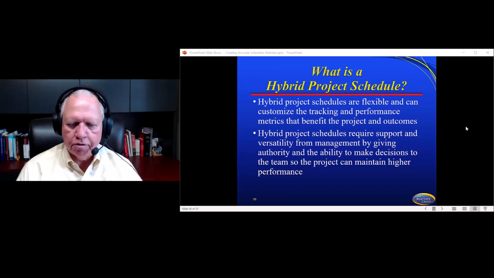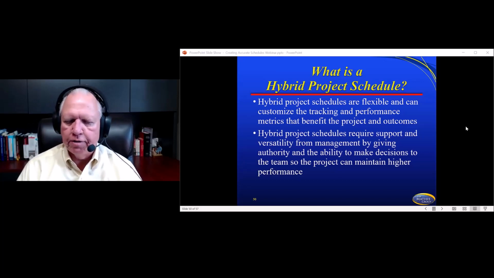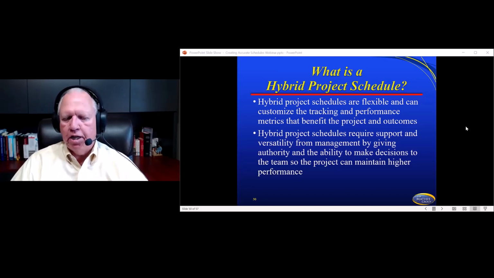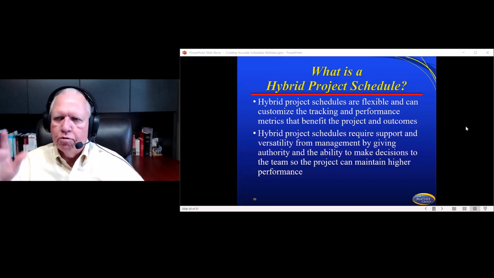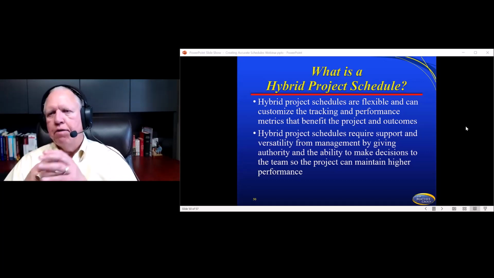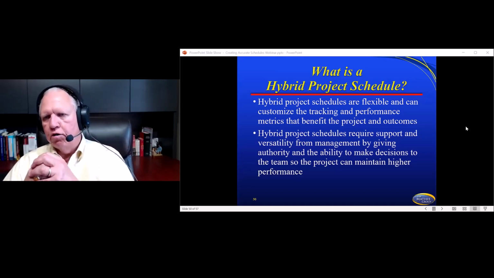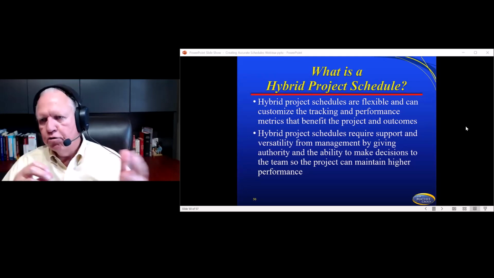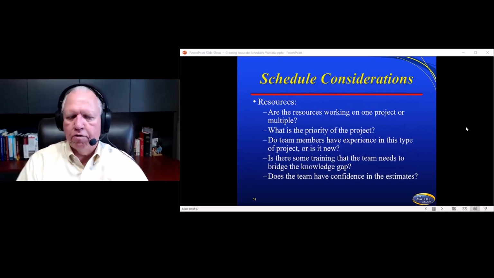Hybrid project schedules require support and versatility from management, by giving authority and the ability to make decisions to the team so the project can maintain high performance. One of the reasons why you're doing agile, one of the reasons why you're doing hybrid, is you want high performance. So you can't have everything revolving around command and control unless management's willing to be in those meetings so that command and control is close to the action. You've got to have somebody being able to make those decisions fast. So traditional really kind of works against this in some cases.